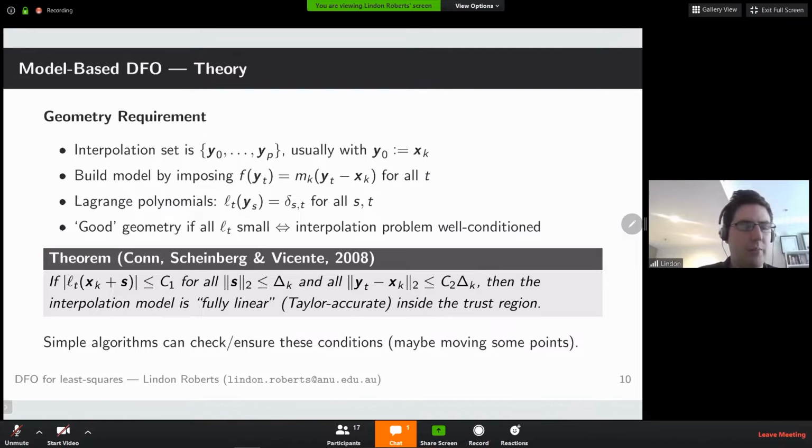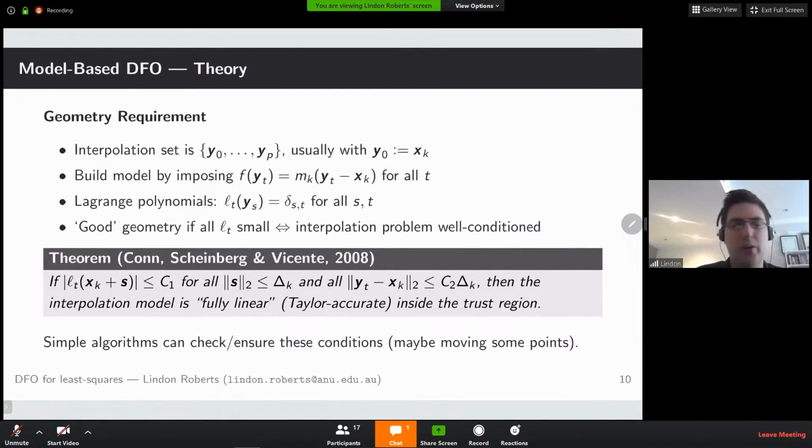And so the key theorem that we need for these sorts of algorithms goes like this. If your Lagrange polynomials are uniformly bounded inside your trust region, and all your interpolation points are either within the trust region or close to it, so the distance between your interpolation point and your iterate is bounded by a constant times your trust region radius, then your interpolation model is fully linear.